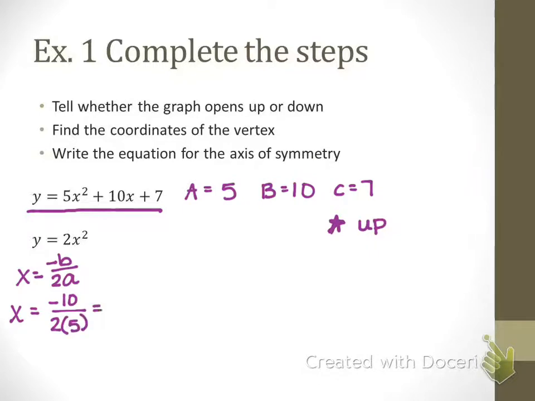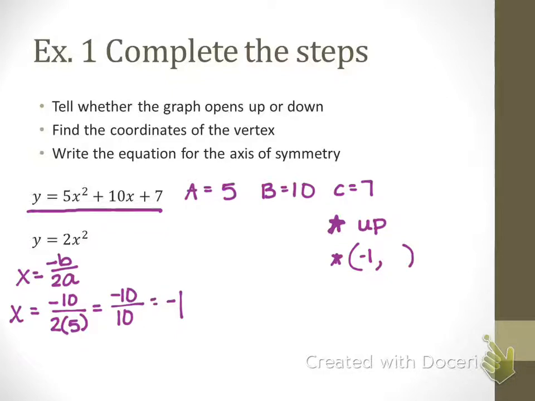So I'm going to plug in x equals negative 10 over 2 times 5. Okay? Negative 10 over 2 times 5, which is 10. Negative 10 over 10 is negative 1. So for my vertex, is that it? Is that all I have to find? No, it is not, okay? Because your vertex is x comma y.